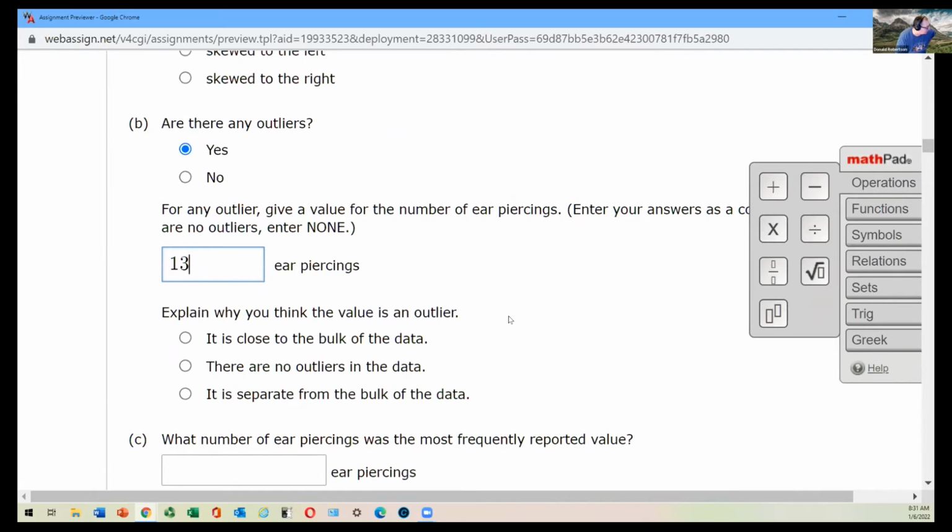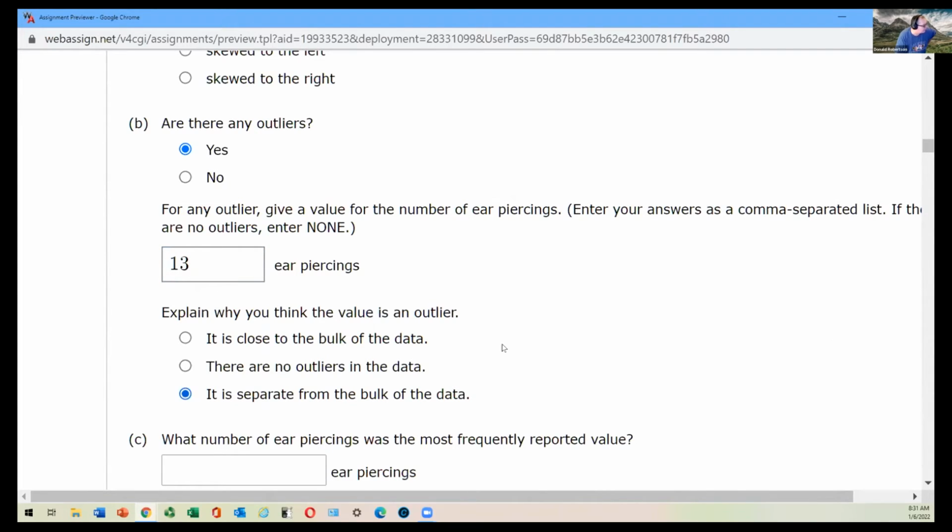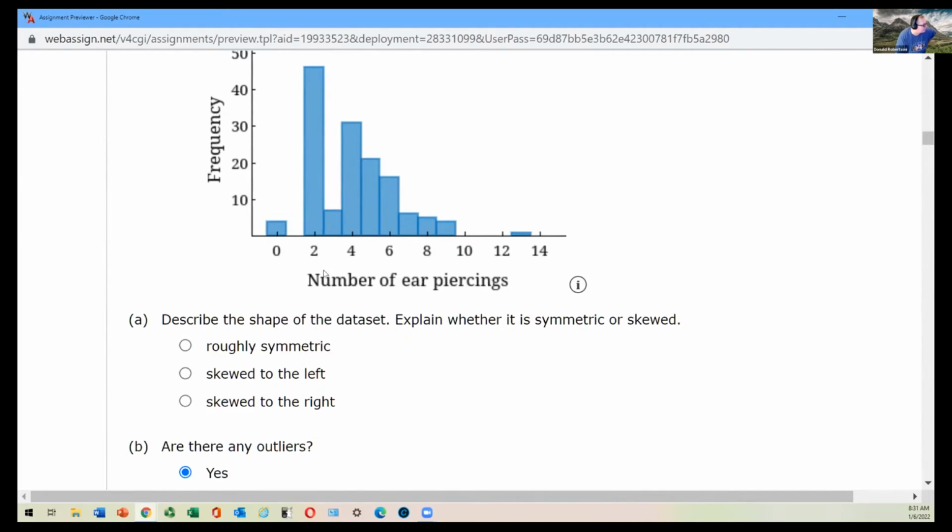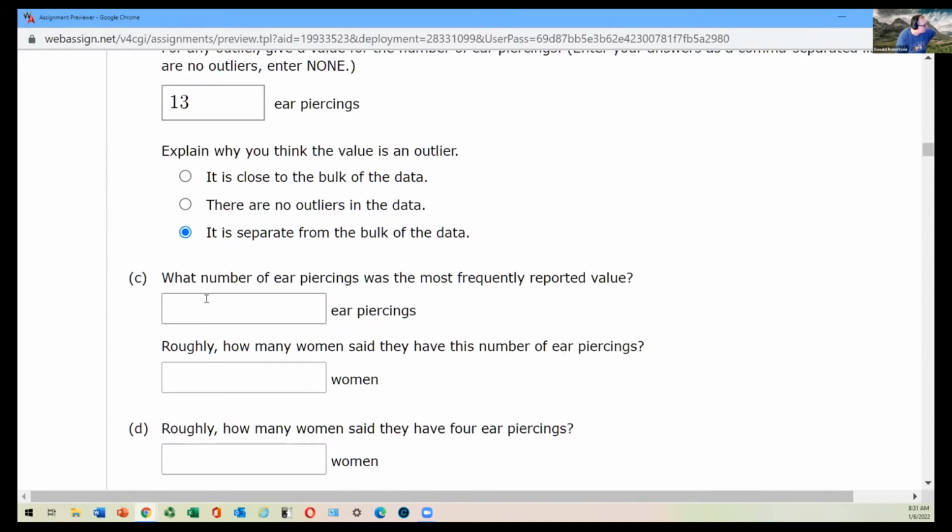And explain why you think it's an outlier. Well, it is close to the bulk of data. There are no outliers. It is separate from the bulk of data. I would probably use that one. And then it goes on and asks the usual. In this case, it's only 2.